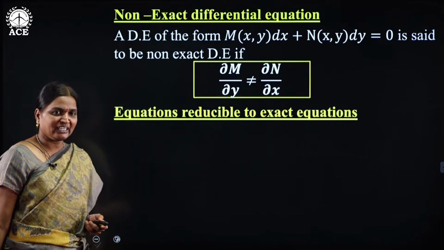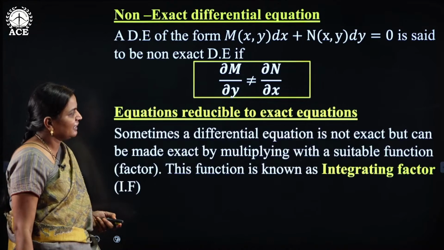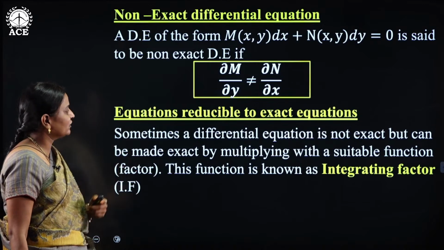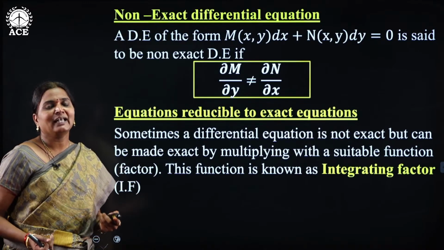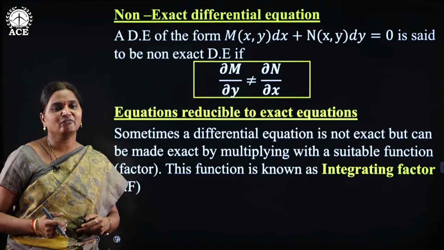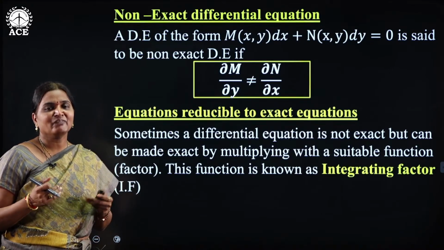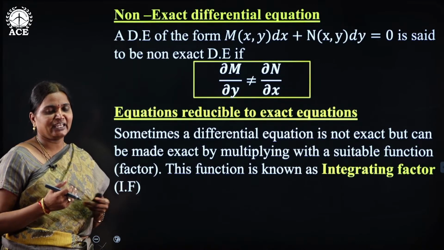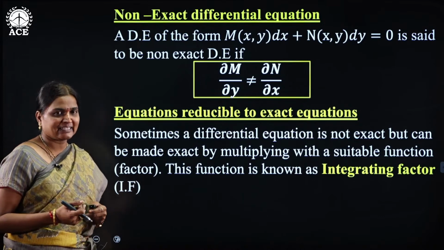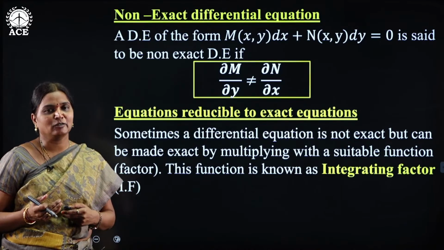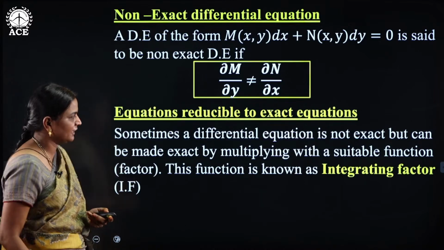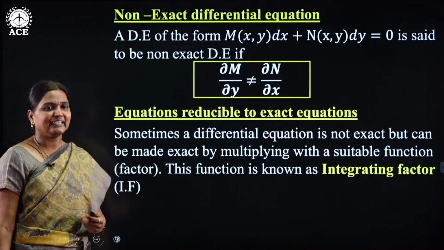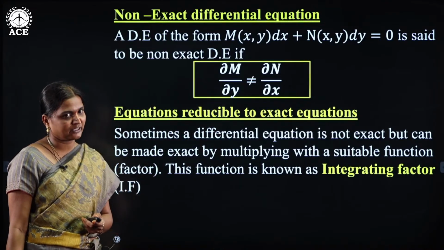So when the given differential equation is not an exact differential equation, we can convert that non-exact differential equation into exact by multiplying with a suitable function or factor. So multiply the equation with a suitable function or factor and change the differential equation into exact. Here that multiplied term or factor or function is called the integrating factor. So the short answer question from this one is define an integrating factor. This is the short answer question.